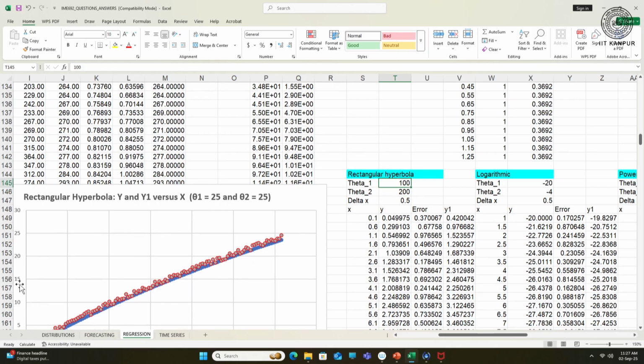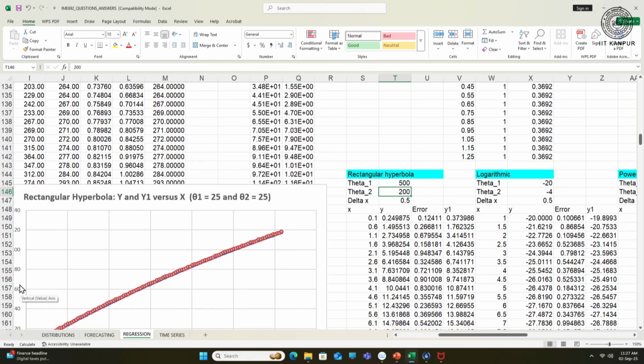So, let us say for example, theta 2 remains at 200 and theta 1 I make also 500. Let us see what happens. Here, the quantum on the left hand side, on the y axis, is increasing by 60, 80, 100, 120, and the actual data, which is the red circled one, and the blue one, which is the actual fit, almost merge, which means that the error dispersion is almost becoming 0.